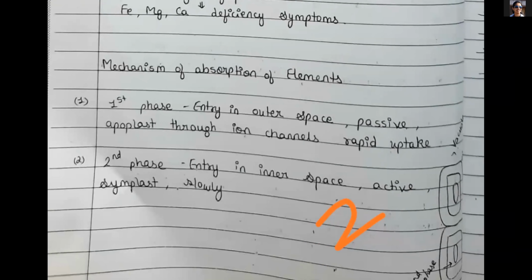Right. Now next thing: mechanism of absorption of elements. In this, it is very easy. In the last chapter, we have learned the apoplast and symplast pathway. Here, very briefly, these two things are given.